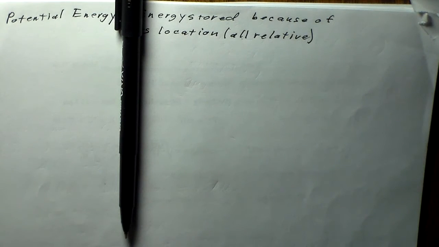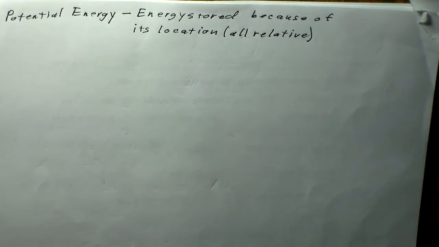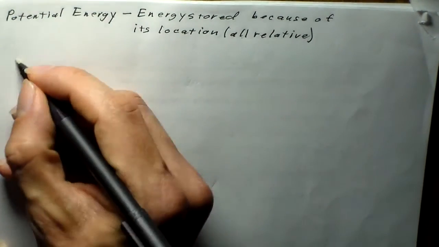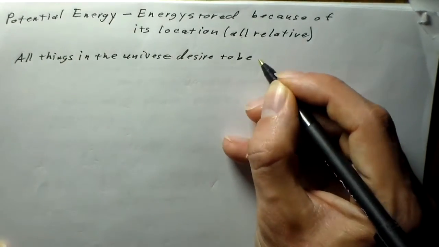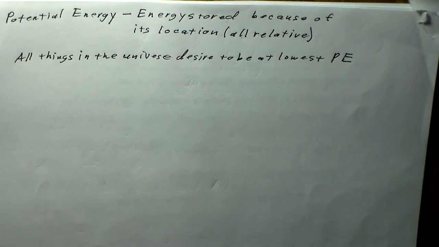Now, we dealt with the kinetic energy, and that's fairly easy to understand. The potential energy has many, many different shapes to it, okay? And the reason potential energy is so important is because all things in the universe really desire to be at their lowest potential energy. All things in the universe desire to be at their lowest potential energy.